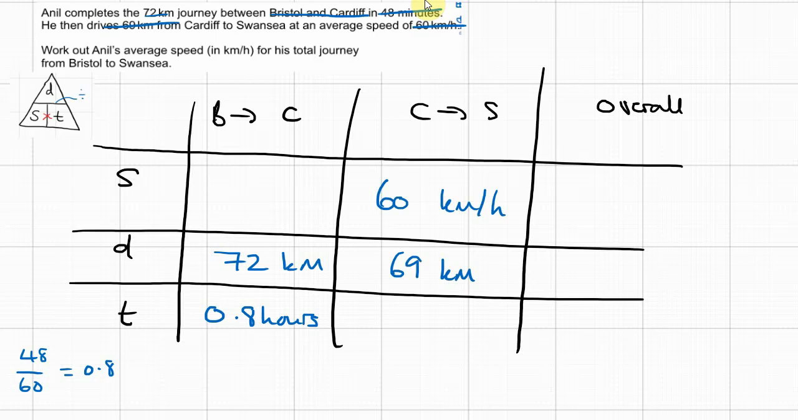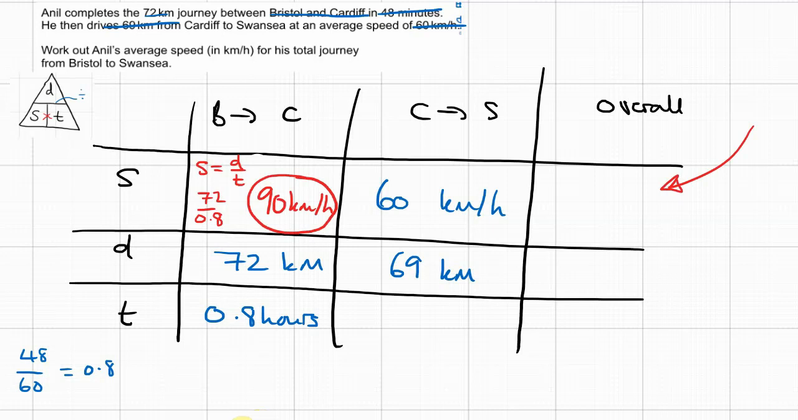For this part, we can actually find the speed of Bristol to Cardiff because we've got the distance and the time. So cover up speed: speed equals distance over time. Hopefully I've left myself enough room in these boxes to do the working out. So that is 72 divided by 0.8, which is 90 kilometres per hour.